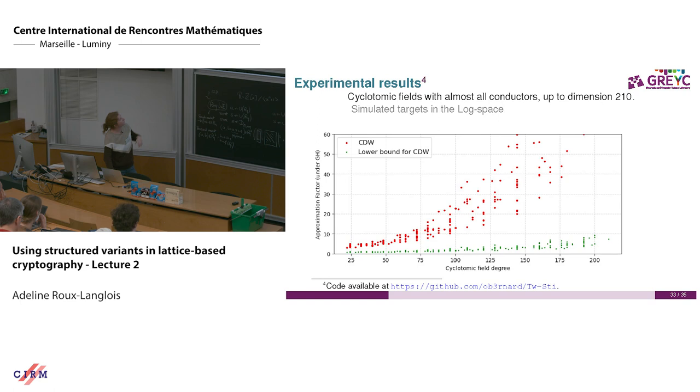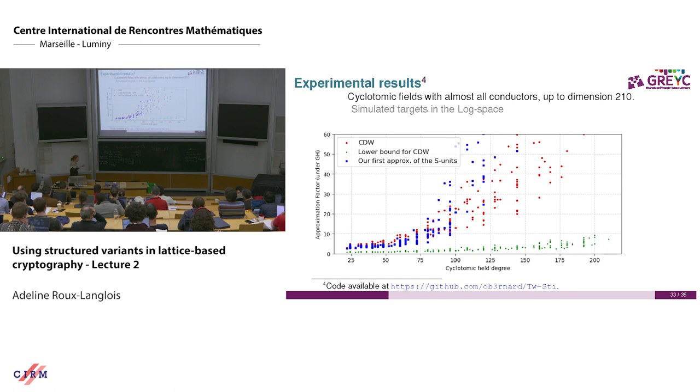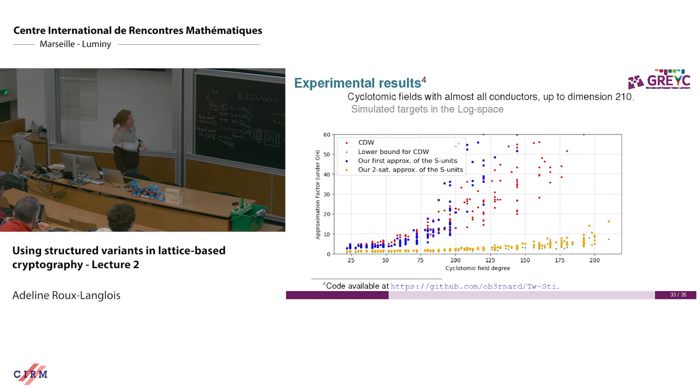Our first work on S units, so this experiment I just mentioned, we obtained those approximation factors, which was already quite nice in small dimension, but when you go in higher dimension, it's not as good. And it's very important to go in higher dimension. I didn't say that already, but in lattice problems, in small dimension, it may work much better than in higher dimension for some reason. You may have a particular thing, things may be much better, you don't really know why. So you want to see in higher dimension if it's still efficient or not. And when we use a two saturation approximation, we obtain much better results, and sometimes even better than the CDW lower bound. So we are quite happy with that.